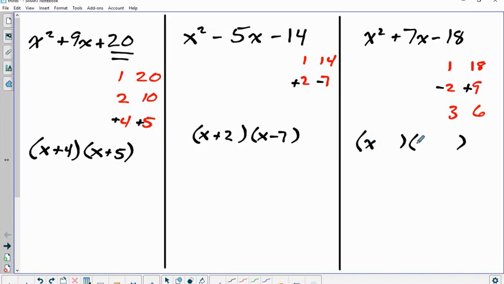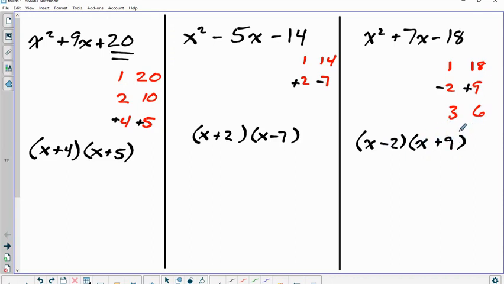So we have x and x, because remember the x times x is x squared, and then we have minus 2 and plus 9. Now, when I'm up here and talking about this, I say this is a negative 2 and this is a positive 9. When I go to put it down here, I turn them into operations. So I look at it as a negative 2 up here, but down here it's x minus 2. Up here it's a positive 9, but it's x plus 9 down there.